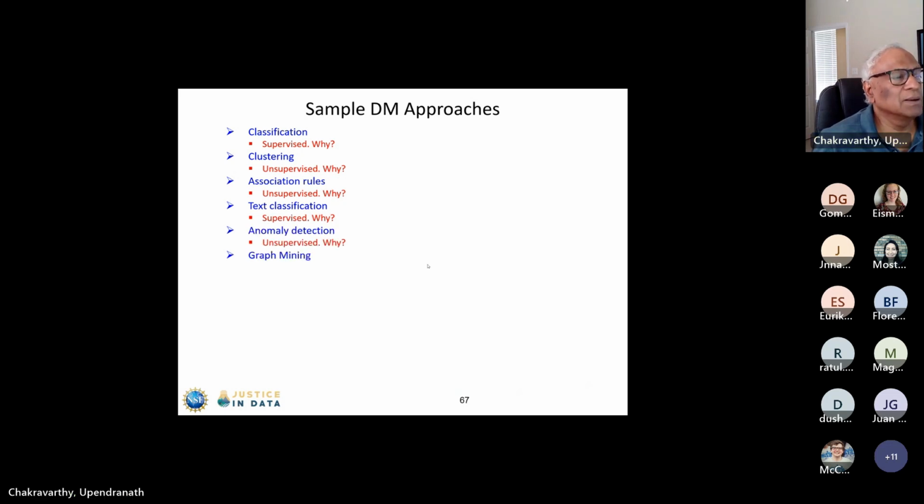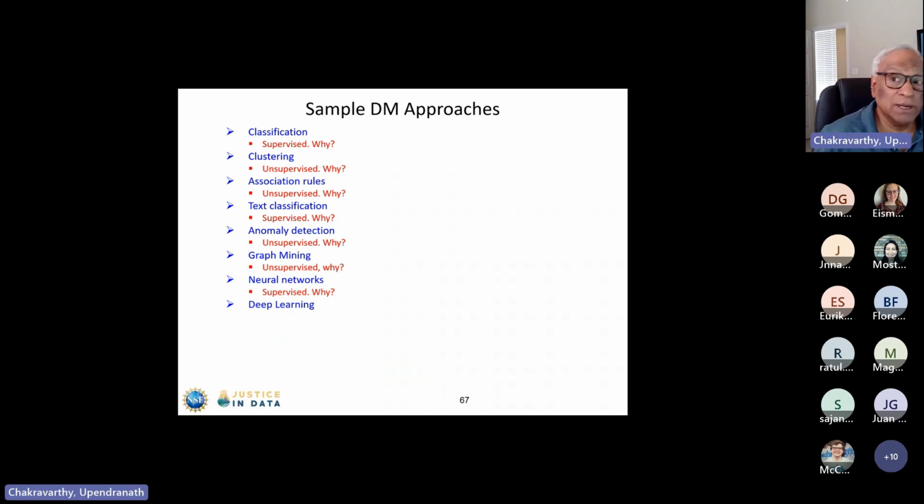Anomaly detection, graph mining, and neural networks are usually supervised because you have labeled data using which you generate your neural network, whether it is layered or not, with various kinds of things. Deep learning is mostly unsupervised. Big data analytics can be both of these. So you need to know where to use which technique and why. Most of the time you'll be doing both, depending upon the data and depending upon what you want to get out of that data.